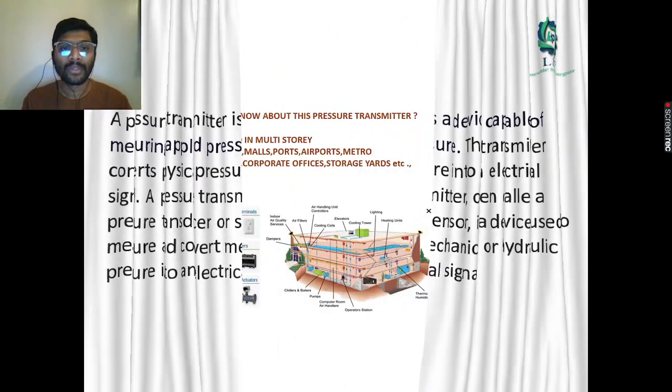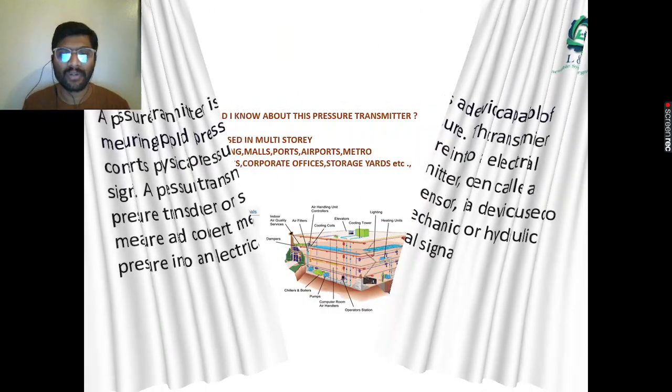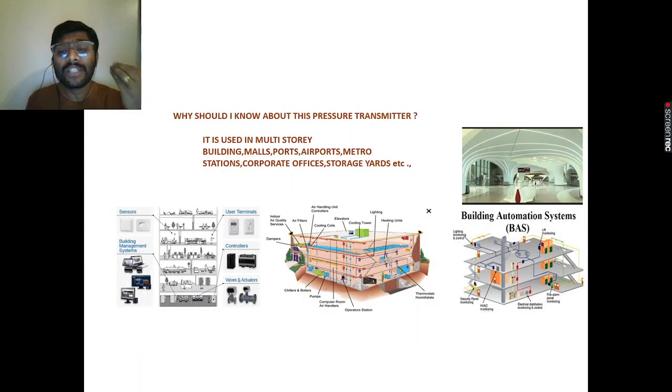Why should I know about this pressure transmitter? First and foremost, it has very vast applications. It is used in many places, especially in buildings and metro projects, and it plays a very important role in wastewater management systems, in chiller plants, and even in the oil and gas industry. So it has lots of applications. We use these pressure transmitters for building projects, malls, metro projects, airport projects, stabling yards, depots, and many other places.